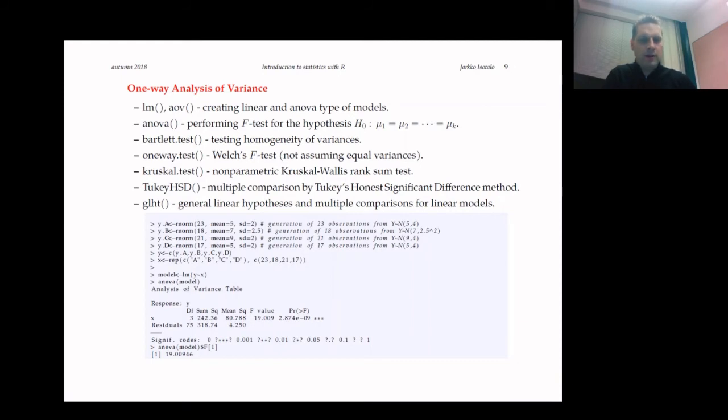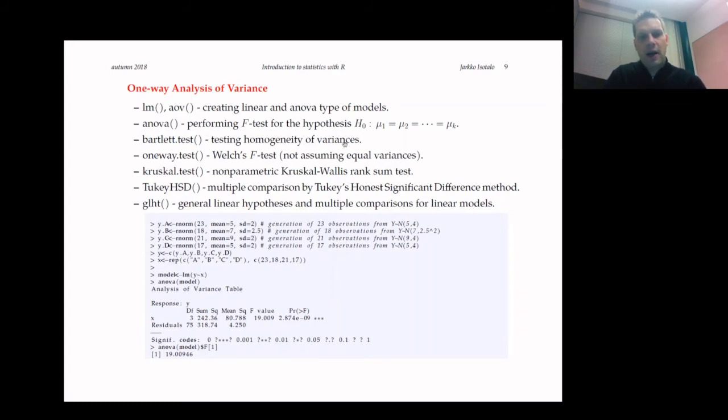And in order to do this sort of analysis of variance in R, we first have to use either the lm or aov functions to create these linear models. Then we can use the anova function to perform the actual test statistics for testing these things, the F statistic and F test.